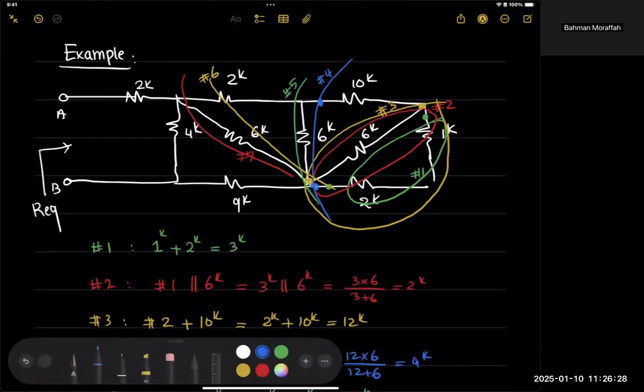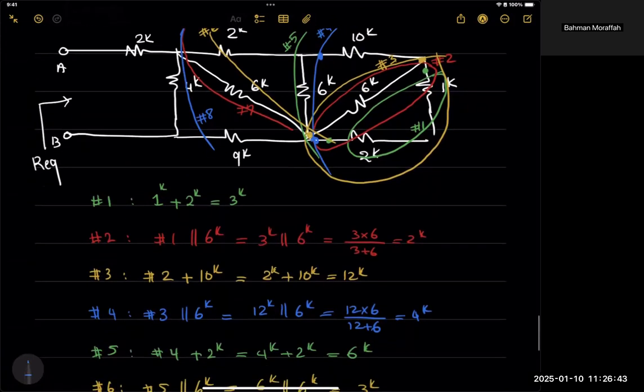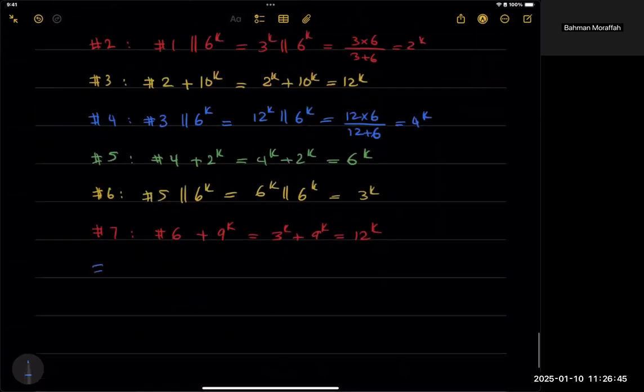And now if I replace this whole thing here, I'm going to have a 12K, which is this number 7. That would be in parallel with 4K. So number 8 would be number 7 in parallel with 4K. So it's 12K in parallel with 4K. So it's 12 times 4 divided by 12 plus 4, which is 3K.